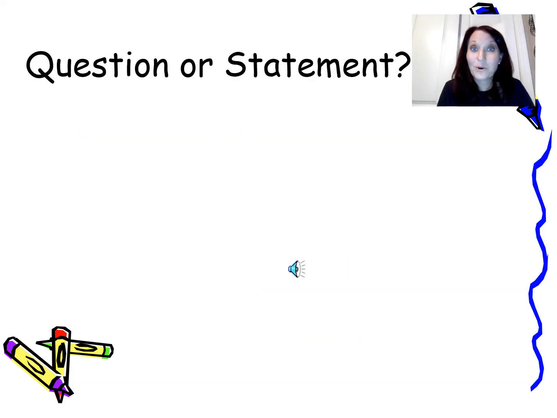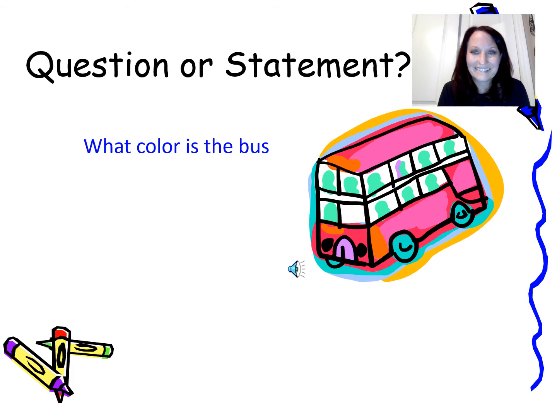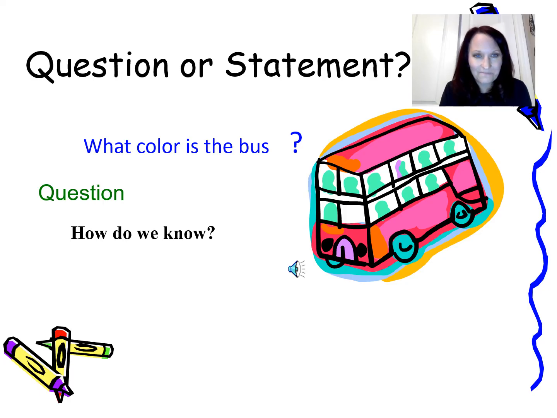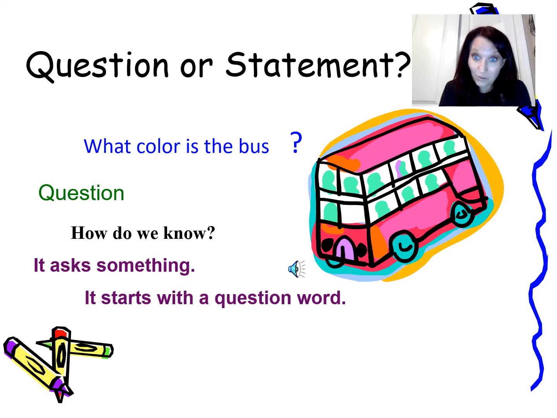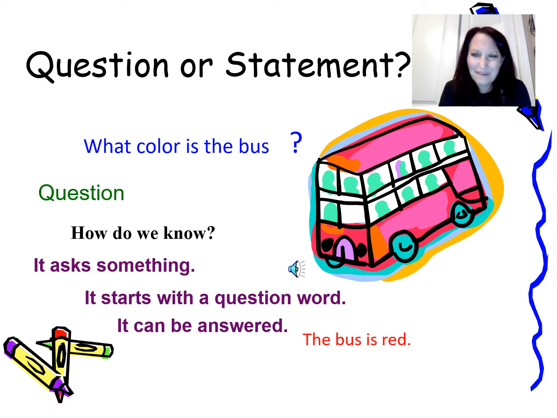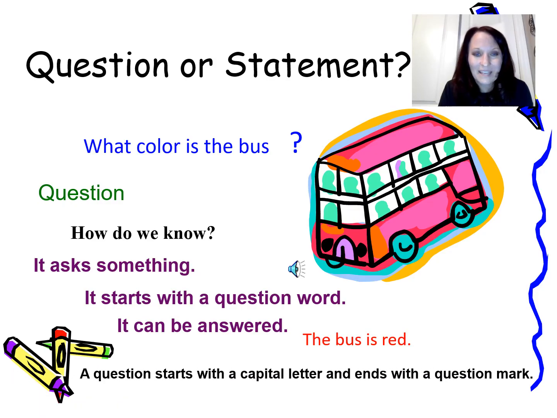All right, this is our last one. Question or statement. What color is the bus? Let's see what the answer is. It is a question. Again, how do we know it's a question? Think about it. That's right. A question asks us something. And this is asking us, what color is the bus? Because it is starting with a question word, which is the word what. It also can be answered because we can tell what color the bus is. The bus is red, or maybe pink if you said pink. It looks a little pink to me. And a question starts with a capital letter and ends with a question mark. All right, put a tally mark if you got it right and count up your points.